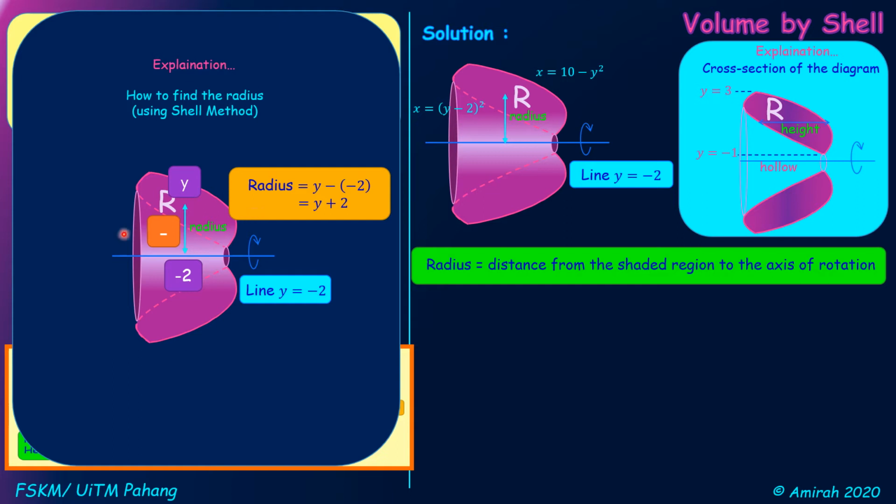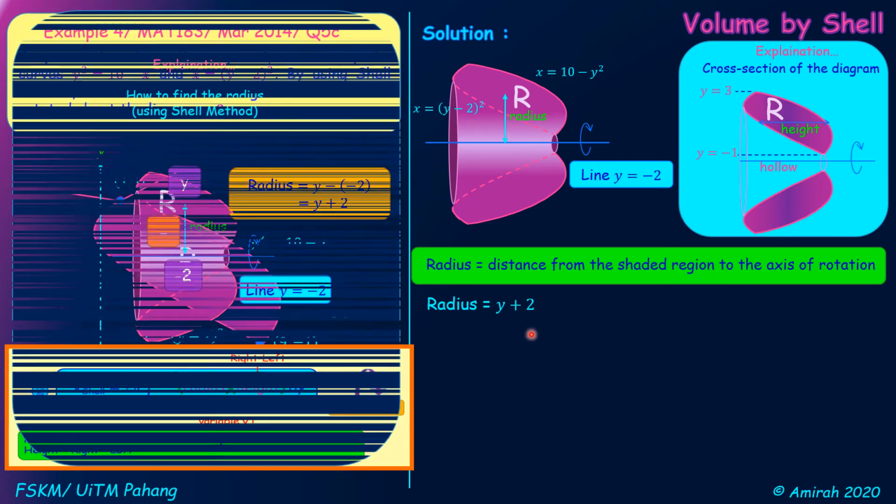We write y to represent the original shaded region, and negative 2 to represent the axis of rotation. When we compare, the shaded region is on top of the axis of rotation, so top minus bottom, we get y minus negative 2, which equals y plus 2. So this is our radius. Then we can write here, radius equals y plus 2.